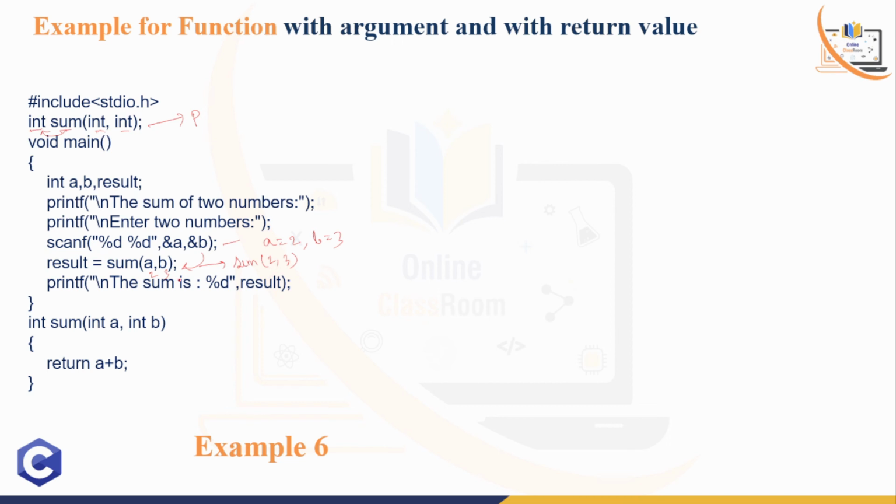So from the calling part it will go to the body part, and these two map: this a with 2 and this 3 with this b, and again it returns a plus b, meaning 5, and from this it goes back to the calling part, right? Calling part means here. So what is the value of result now? Result equals 5, right? In that way we can write this code.